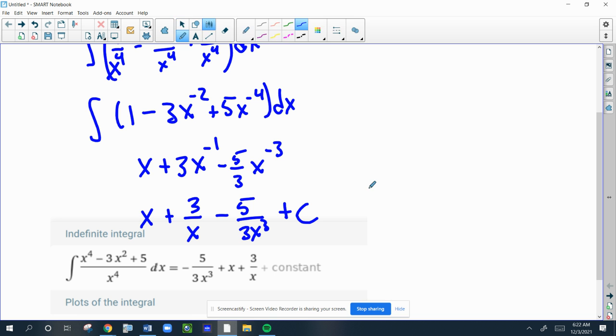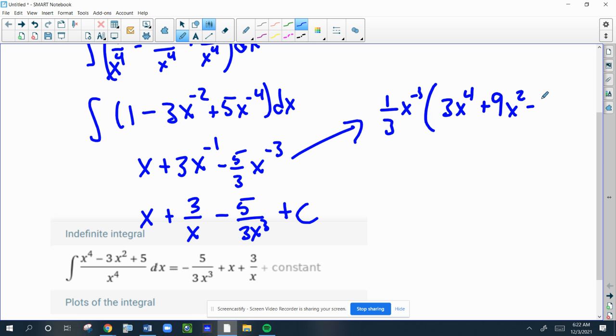Now, if you did factor out a 1/3 x to the negative 3, you would have gotten 3x to the fourth plus 9x squared minus 5, I believe. So you would have gotten one single term. So there you go. And the next one is a trig one.